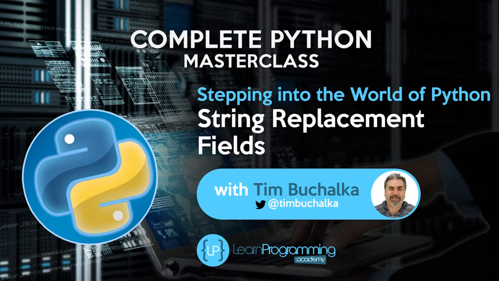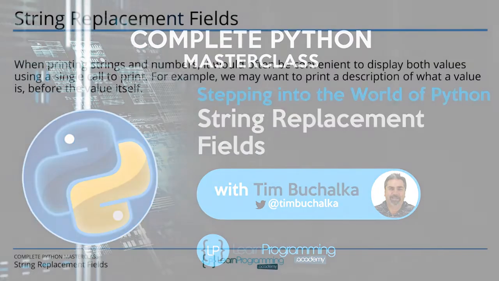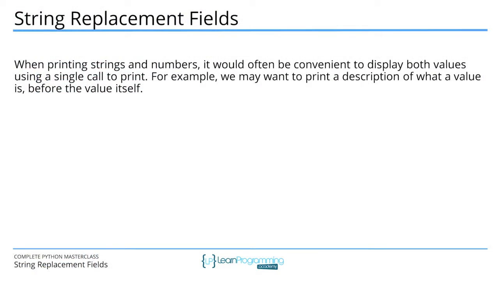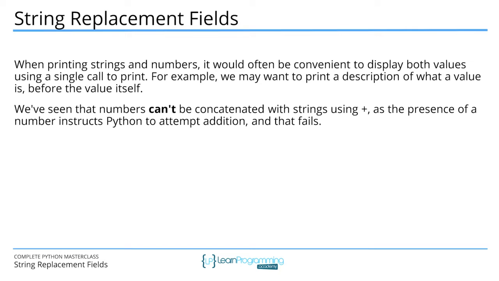When printing strings and numbers, it would often be convenient to display both values using a single call to print. For example, we may want to print a description of what a value is before the value itself. So we've seen that numbers can't be concatenated with strings using the plus operator, as the presence of a number instructs Python to attempt addition, and that fails.